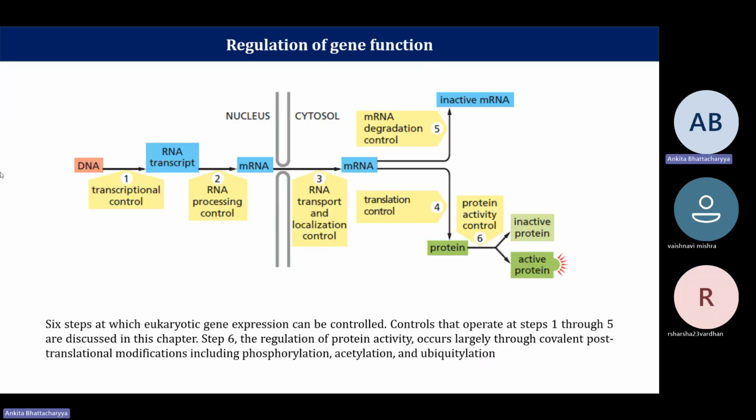Then we looked at the different steps at which eukaryotic gene expression was controlled, either at transcription, RNA processing, transport and localization from the nucleus into the cytosol, control at the level of translation, regulating mRNA degradation, and finally protein activity control. When all of these are bypassed and finally active protein is synthesized, then that allows the gene function to properly proceed. So there are a number of post-translational modifications also at this step, which include phosphorylation, acetylation, or ubiquitination, all of which can help in controlling the expression of a functionally coded gene.